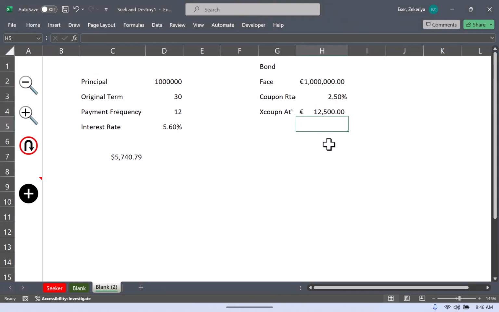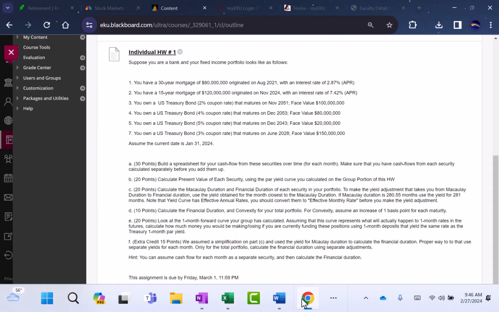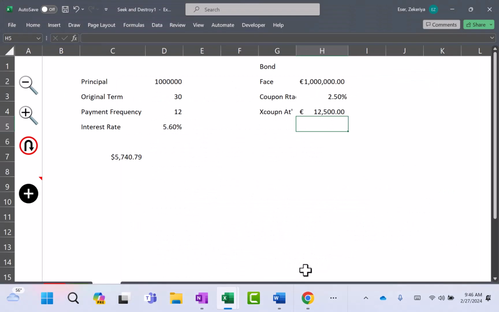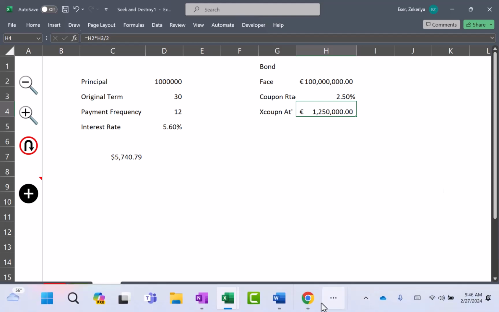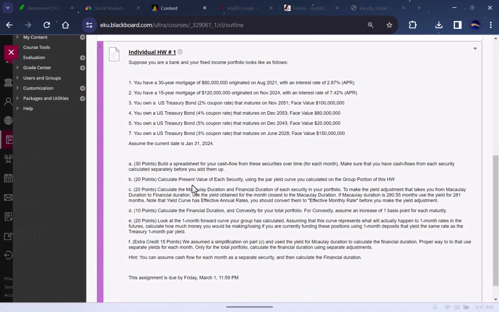What was the value of the first coupon face value? 100 million. So this bond is going to pay you 1.25 million in May. It's going to pay another 1.25 million in November until November 2051, where it's going to pay you that coupon plus the face value. Okay, so those are your cash flows from the bond. So you can figure out the cash flow from all of them. That's part A, basically.